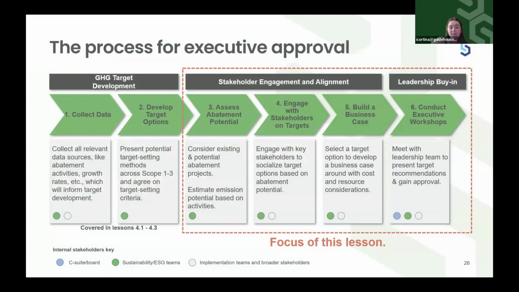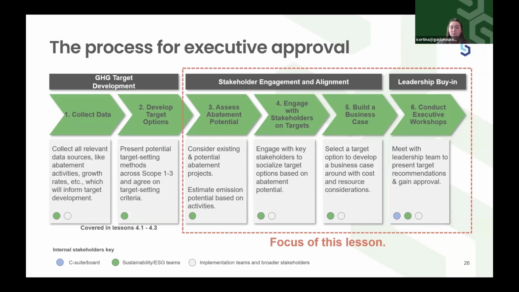Once you have a recommendation for what that target should be, you can then turn to focusing on stakeholder engagement and alignment and leadership buy-in. This comes in about 4 steps. One of the first things you may want to do is to assess the abatement potential. That means looking at all of the tools at your disposal that can help you achieve your target. Once you have a good idea of that, it will make your conversations easier because you can tell your leadership teams exactly what you might need to do to be able to achieve the target.